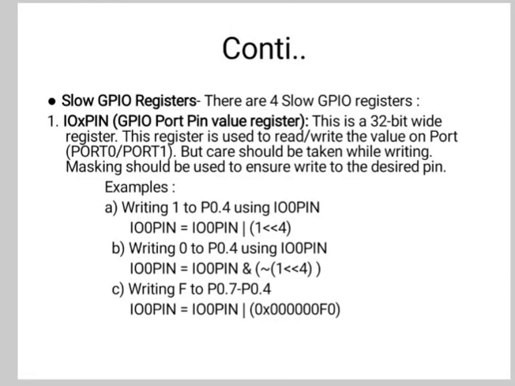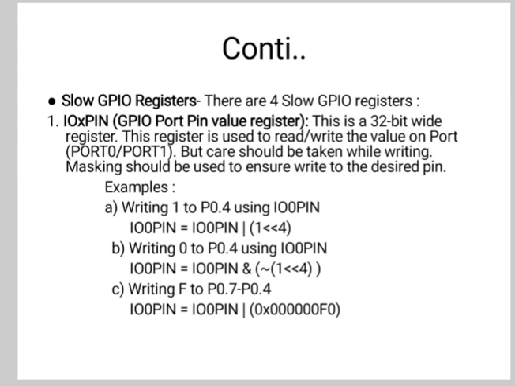Now, slow GPIO registers. There are 4 slow GPIO registers. IOXPIN, that is the GPIO port pin value register. This is a 32-bit wide register. This register is used to read or write the value on port 0 or port 1, but care should be taken while writing. Masking should be used to ensure the write goes to the desired pin. For example, writing 1 to port 0.4 using IO0PIN: IO0PIN equals IO0PIN OR 1 left shifted by 4.